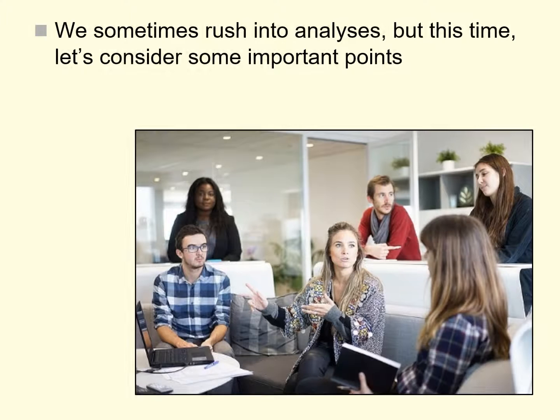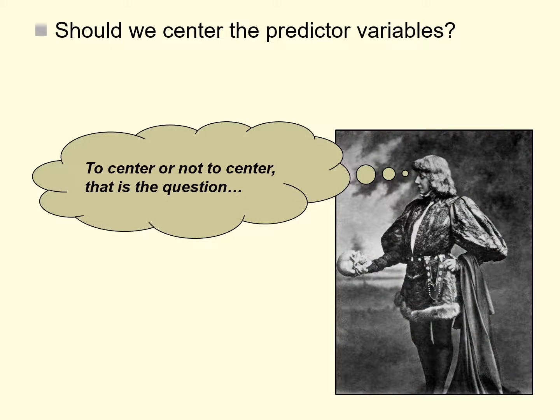Which kind of brings me to an important point. We sometimes rush into our analyses, like if you're excited to get to your analyses in your laboratory, or in my examples in class, I'll sometimes kind of barrel ahead to get to the point that I'm trying to lecture on. But for the purpose of this lecture, let's consider some important points that we should think about every time we do analyses. So one of these is, should we center our predictor variables?